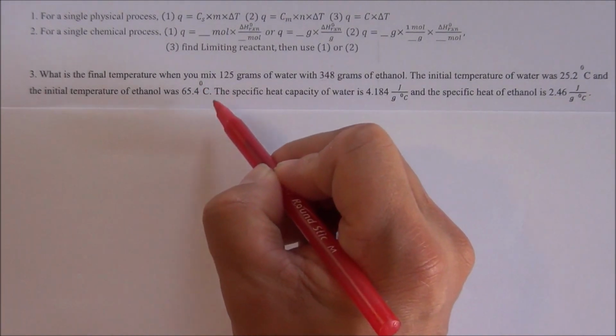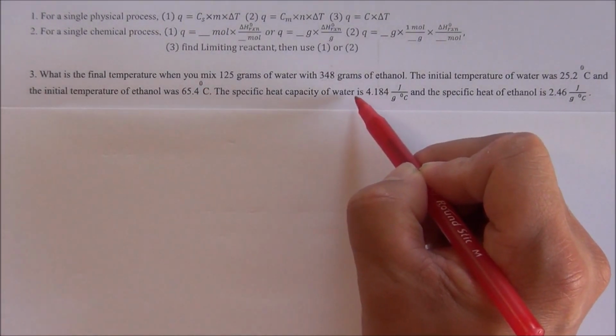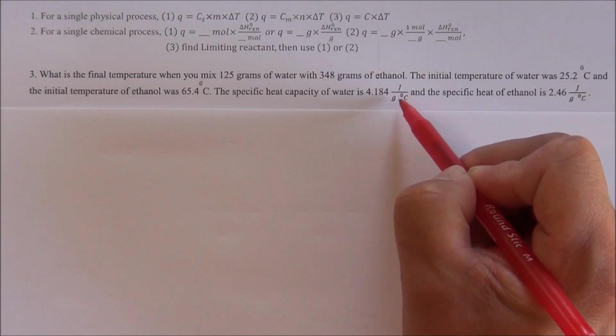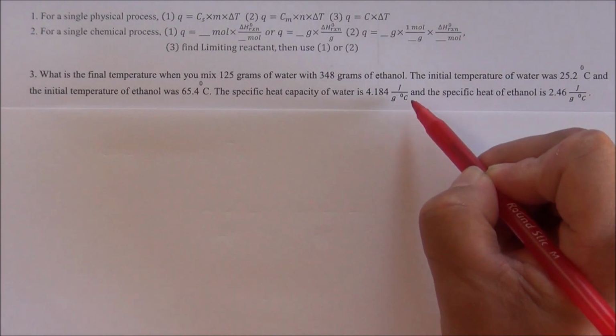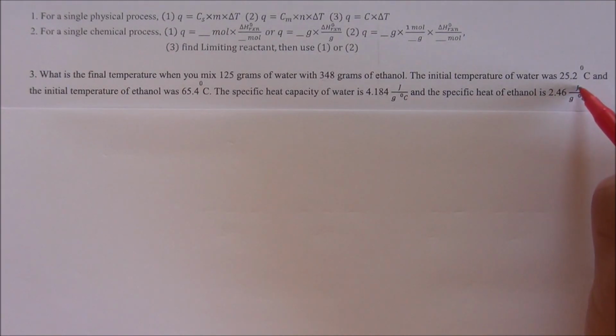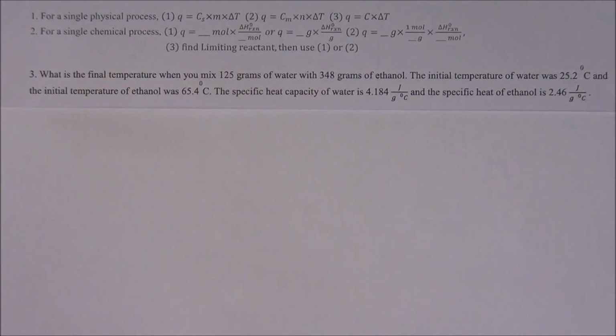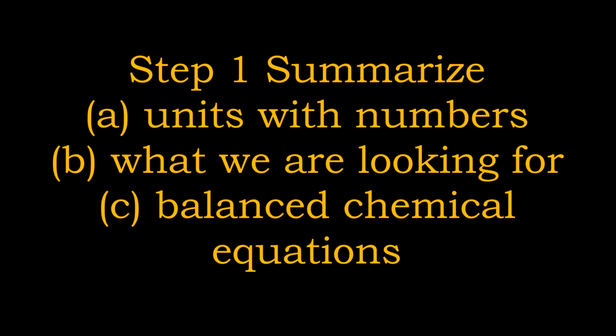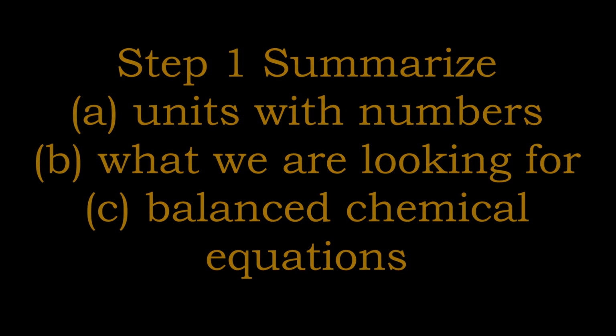65.4 degrees Celsius. The specific heat capacity of water is 4.184 joule per gram per degree Celsius, and the specific heat of ethanol is 2.46 joule per gram per degree Celsius. As we always do, the first step is to summarize the most important information.